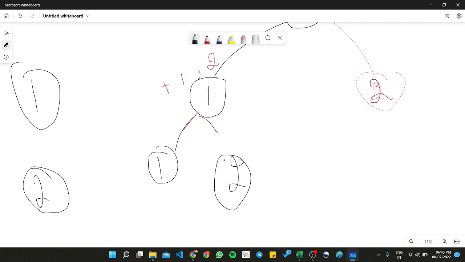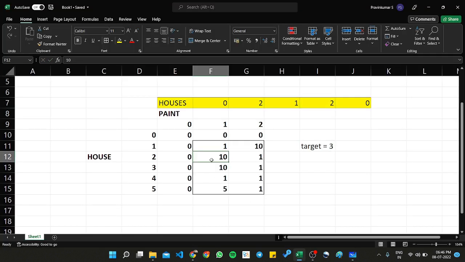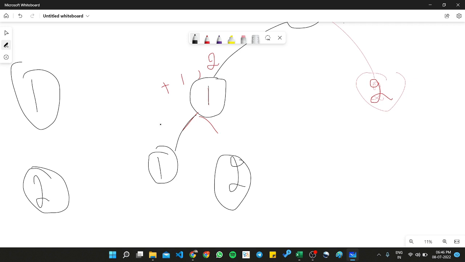The cost of coloring with the first color is 10 and the second color is 1. It will cost us 10 plus something from upcoming possibilities. Again, the previous color is 1 and this is also 1, so we don't want to reduce the target. The same group continues, so our target is still 2.